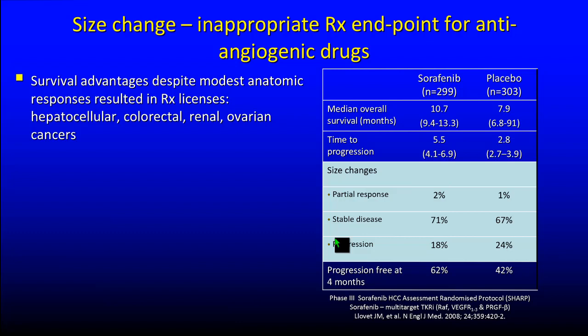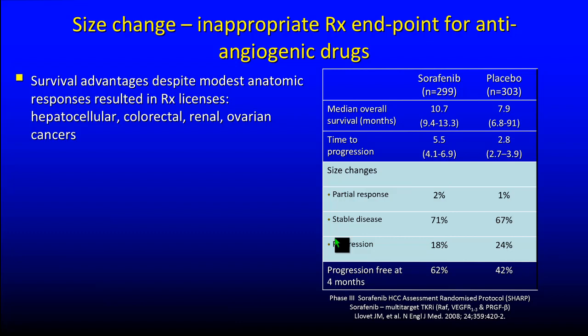Now, we always knew that anti-angiogenic drugs don't necessarily cause tumors to respond from a size perspective. So if you look at the table on the right, this is the phase 3 study resulting in the licensing of sorafenib for hepatocellular carcinoma. If you look at the response rates, they are identical. They are identical, right? So why was this drug ever licensed? It was licensed because patients were living longer, right? Look at the survival. The overall survival increased. That resulted in the licensing of this particular drug.